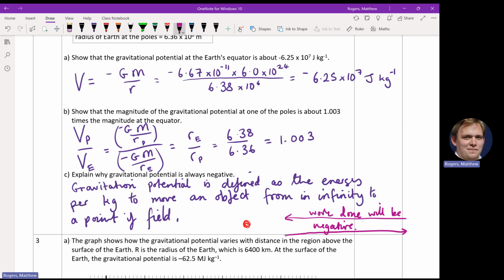So the energy to move away from the planet is clearly going to be positive. So the energy moved in towards the planet must be negative. A better phrase than energy here would be work done. So gravitational potential is defined as the work done per kilogram to move an object from infinity to a point in a field.